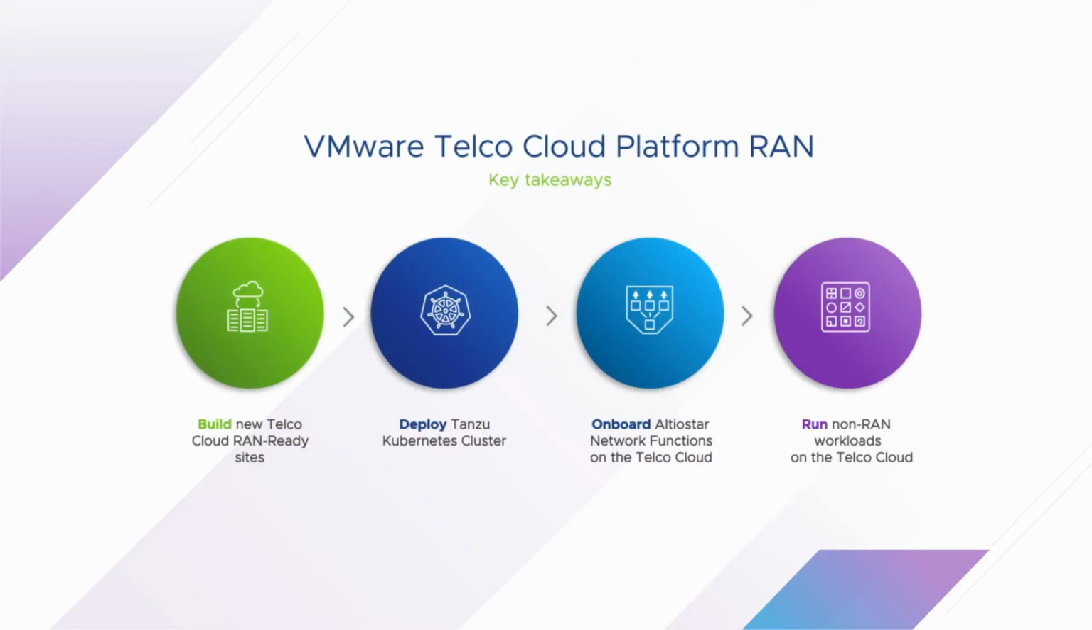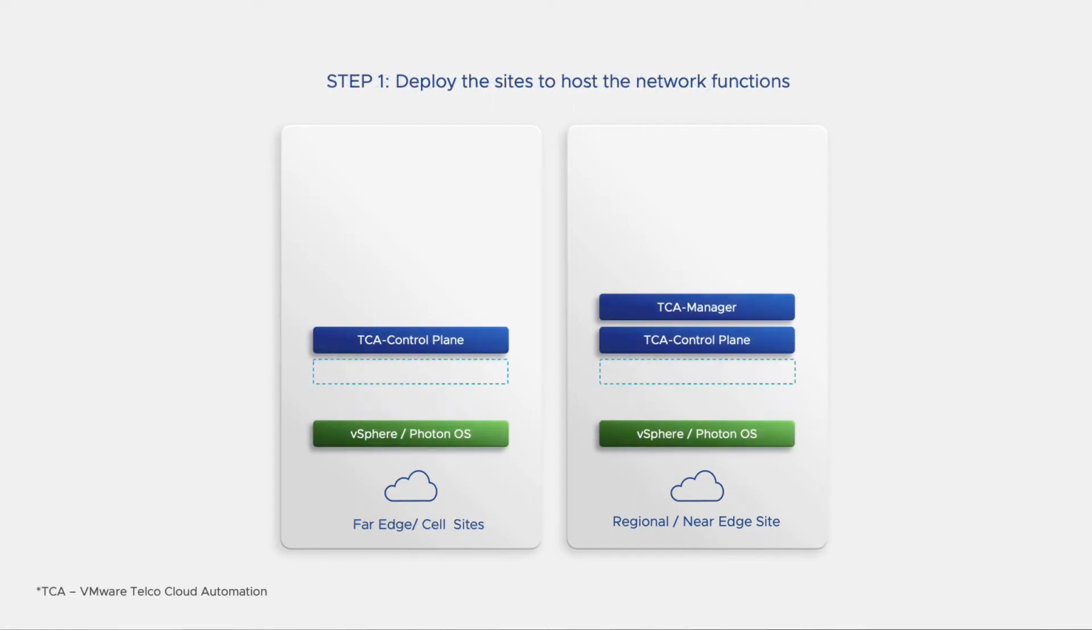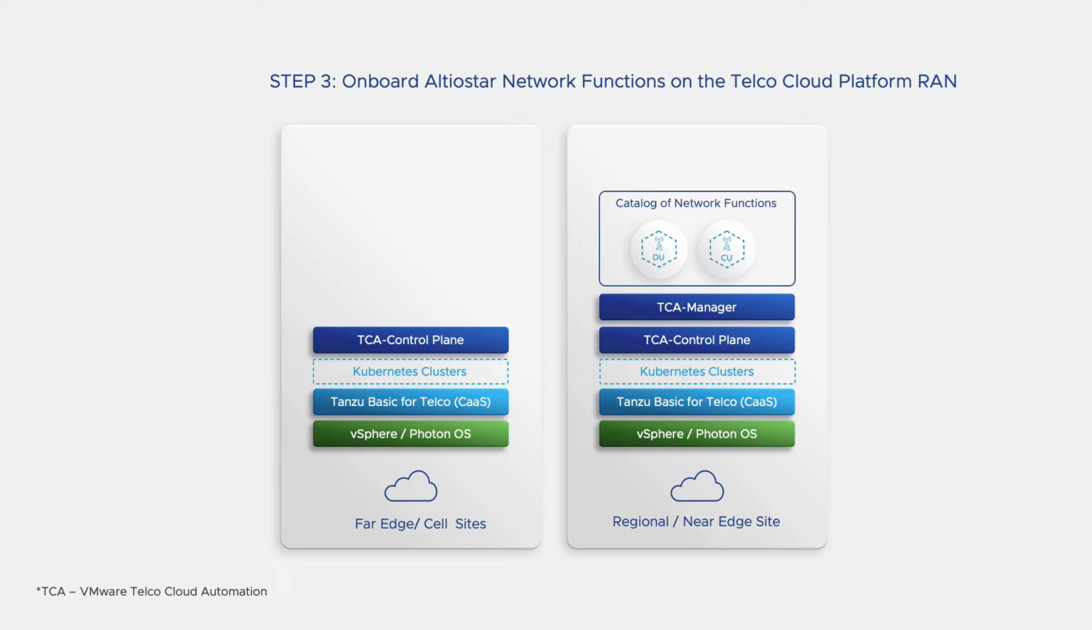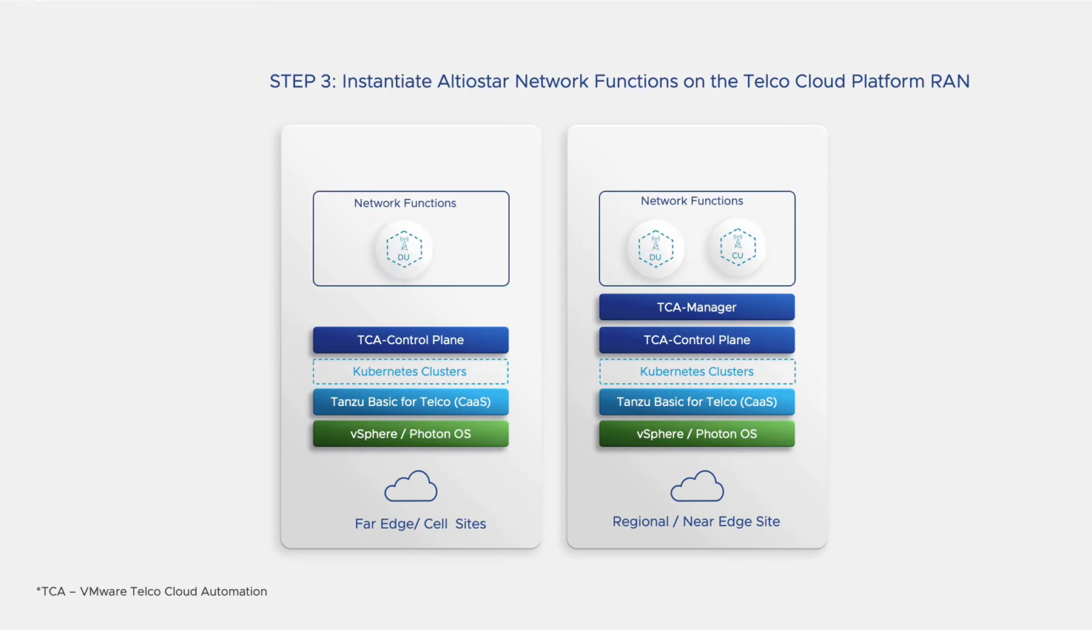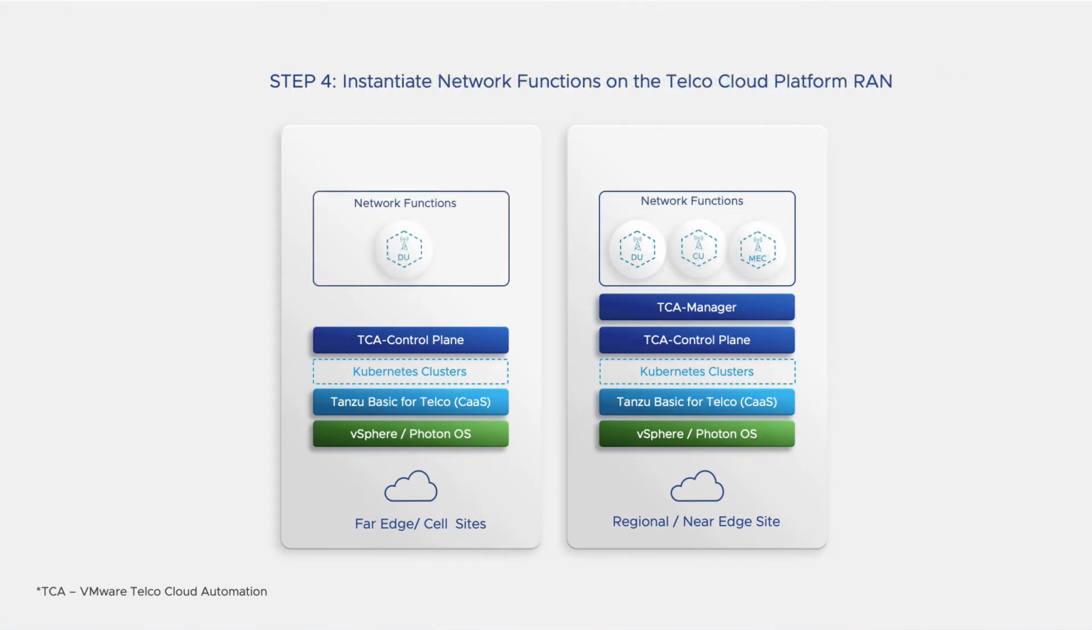With this demo, we will showcase how easy it is to instantiate and provision the horizontal RAN platform across RAN sites with 4 simple steps. 1. Build new Telco Cloud RAN-ready sites across RAN. 2. Deploy Tanzu Kubernetes clusters. 3. Onboard Altiostar's RAN functions on Tanzu Kubernetes clusters. And 4. Run non-RAN workloads on the same RAN-optimized platform, allowing service providers to monetize their newly modernized RAN.